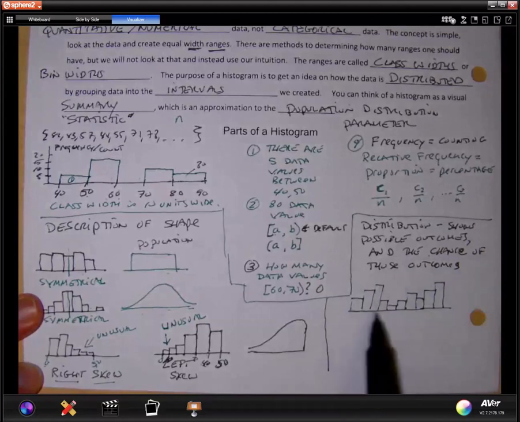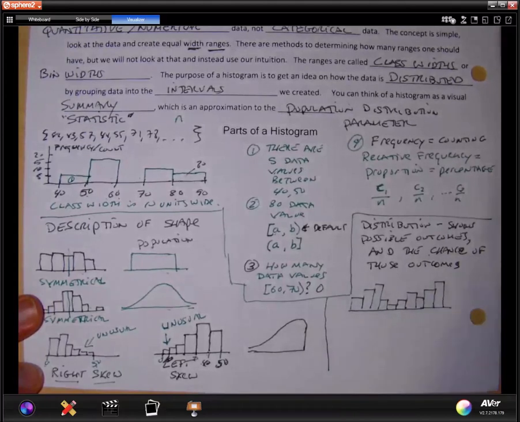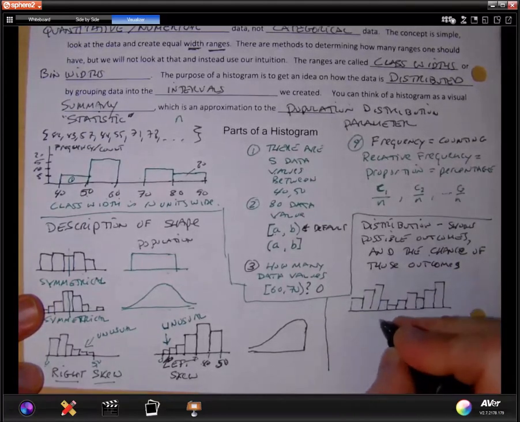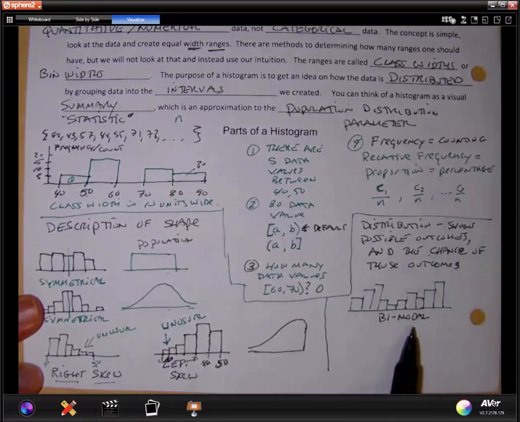So you notice that as I go from left to right, it starts to rise, and then it dips down again, and then it starts to rise again. So when that happens, this is going to be known as bimodal. Okay. We haven't talked about this as a measure of center, but there's another type of description for center called the mode. And what is the mode?